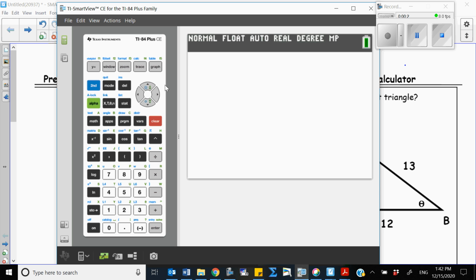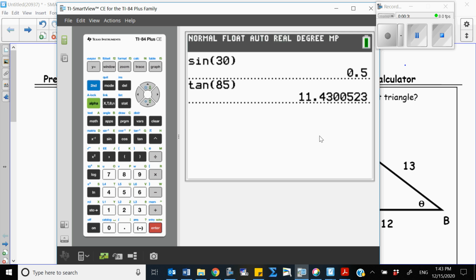Using our calculator, we can find sine, cosine, and tangent of angles. For example, I want to know what is sine of 30 degrees, so I just simply use that and it gives me the answer. What is tangent of, let's say, 85? It's this value. So that's how I find sine, cosine, and tangent of angles.